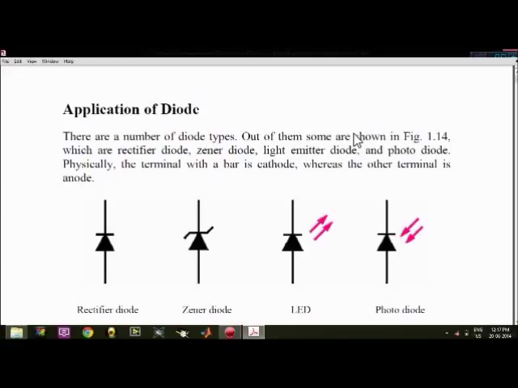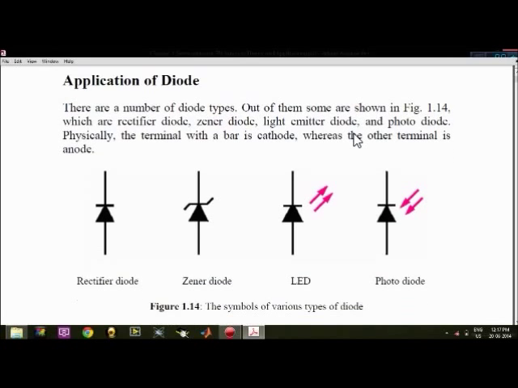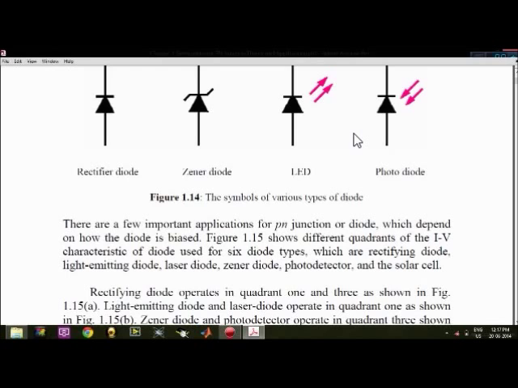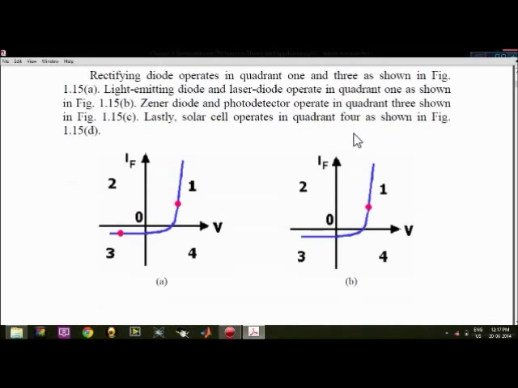In our daily life we are using several applications of diode, like they can be used as rectifier, Zener diodes, LEDs, photodiodes, solar cells, and basically these are made on the basis of how they are biased, on the basis of the biasing.